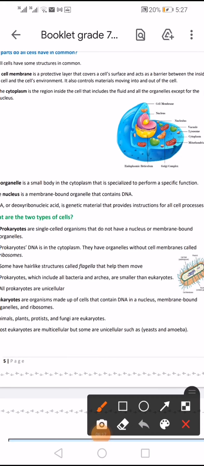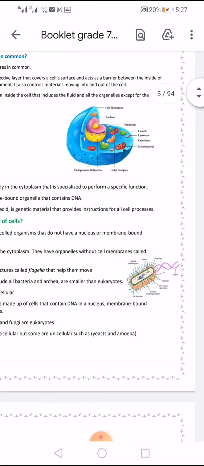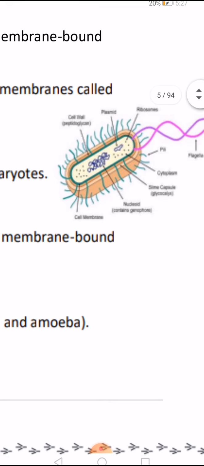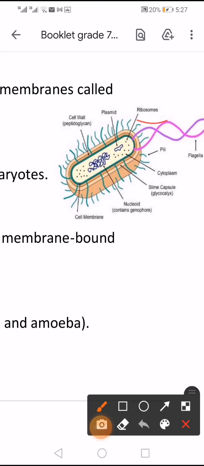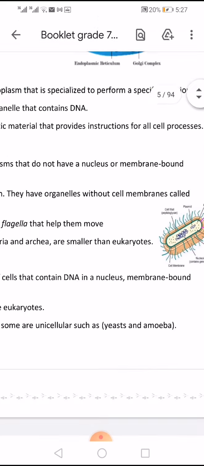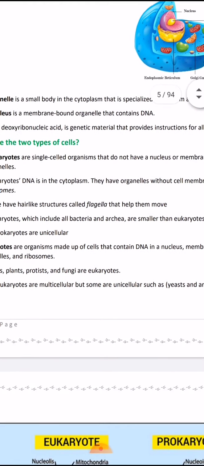They have organelles without a membrane called ribosomes. These are the black dots. This is a ribosome. This is a type of organelle called ribosomes.